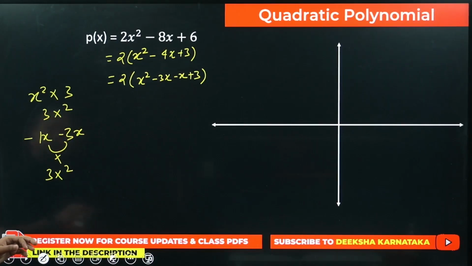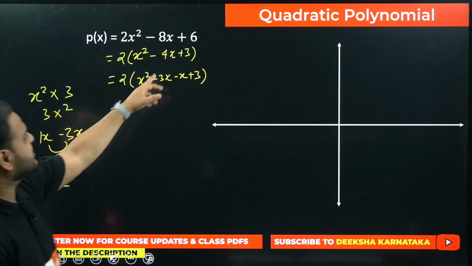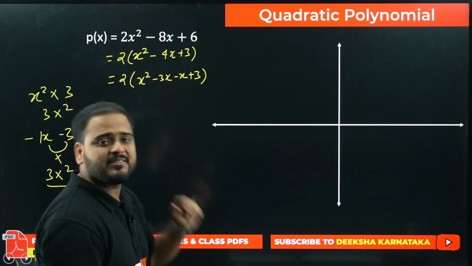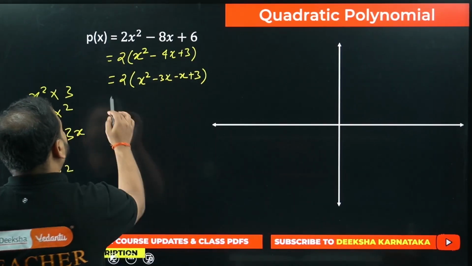I hope this was visible. Alright, so this is 3x square. Please have a look if it was not visible earlier. So I can write this 3x square as minus 1x and minus 3x, which is the same thing as minus 4x. That's why I've written here minus 3x minus x. I know you know, but if somebody does not know, let's make them also understand this concept.